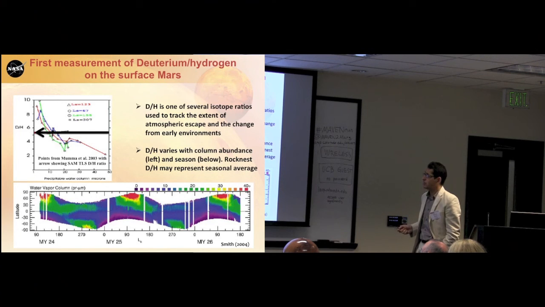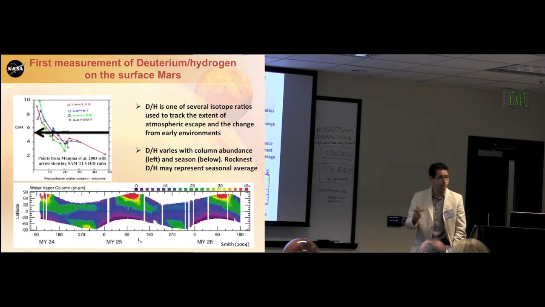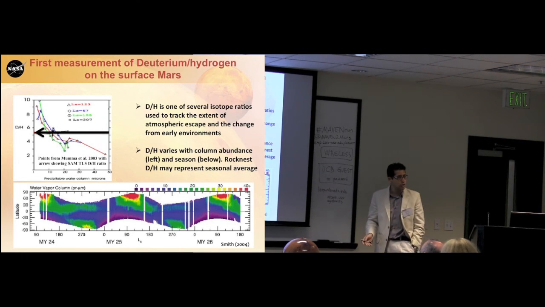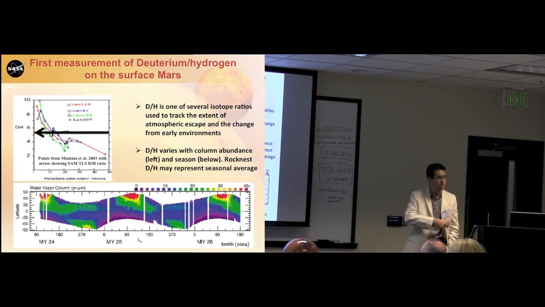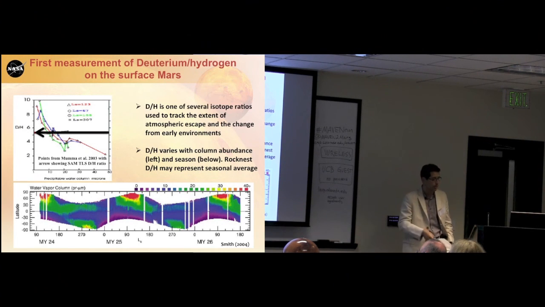The SAM TLS measurement put us pretty much at an average value consistent with the observations. This value comes from a rock measurement, so it's not directly from the atmosphere. So we think it represents a seasonal average that was captured in a rock. It's not the actual value in the atmosphere, but it's consistent with a deuterium to hydrogen ratio that points to escape to space.